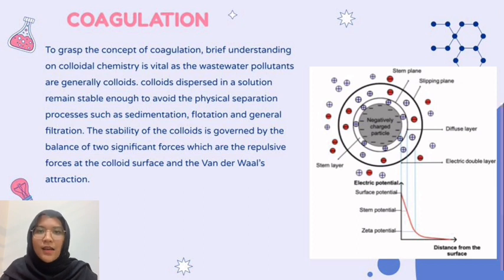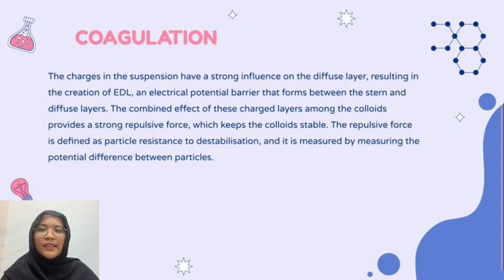In contrast to the diffuse layer, the Stern layer is made up of a constant surface colloidal charge. The charges in the suspension have a strong influence on the diffuse layer, resulting in the creation of EDL, an electrical potential barrier that forms between the Stern and diffuse layers. The combined effect of these charged layers among the colloids provides a strong repulsive force which keeps the colloid stable.